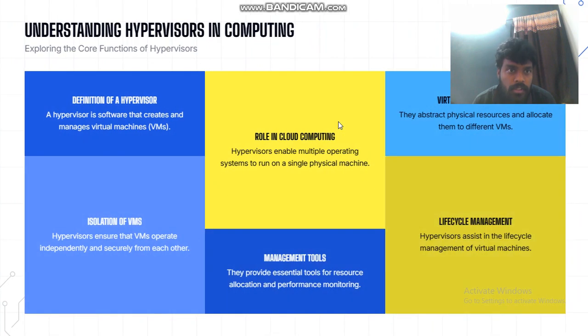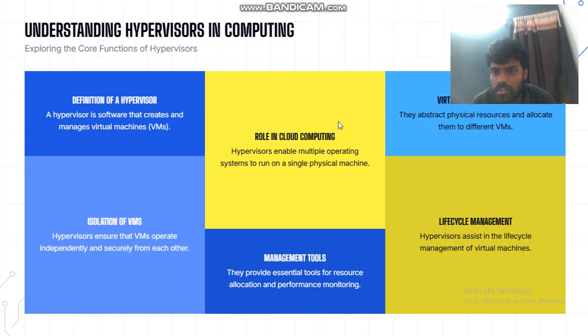And let us get some understanding of hypervisors in computing. Definition of hypervisors: simply it is software that manages the virtual machines. And the role in cloud computing is they enable multiple operating systems to run on a single physical machine. That's the main role of hypervisors.